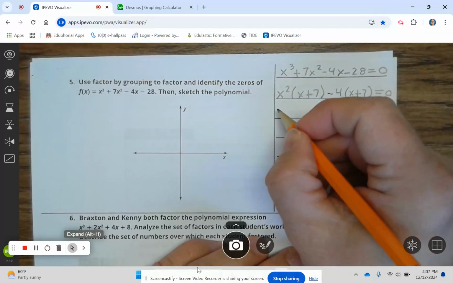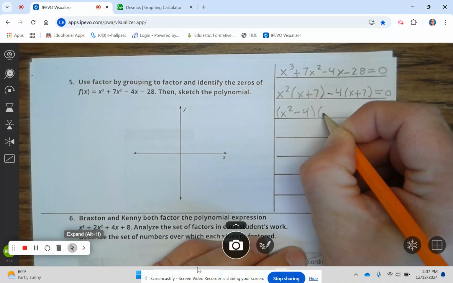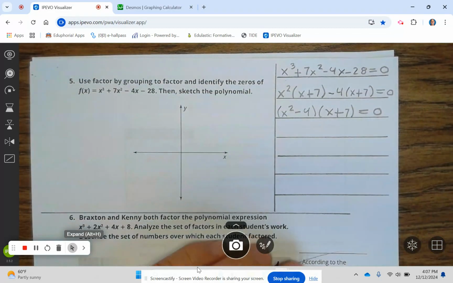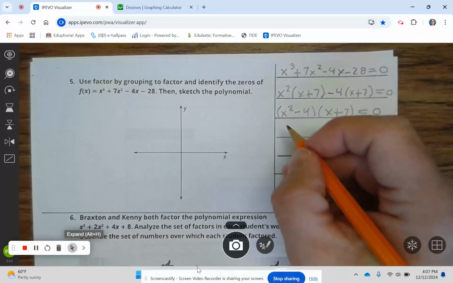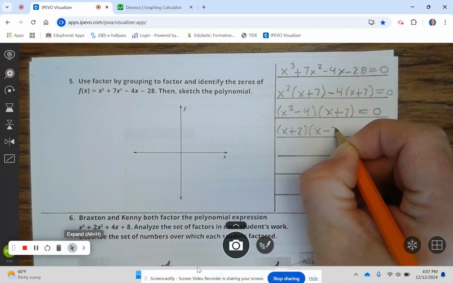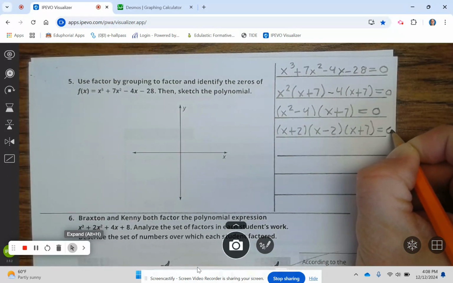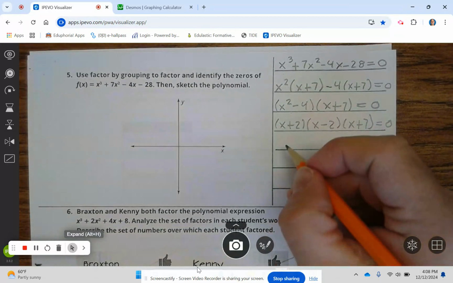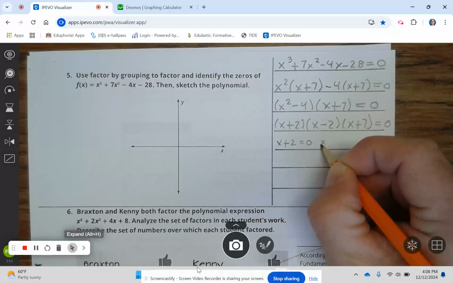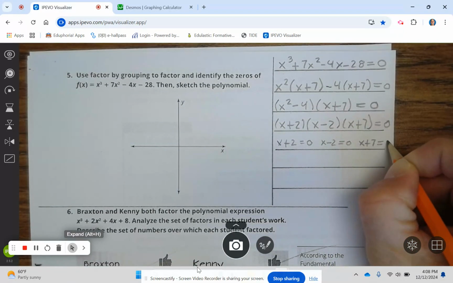Let's group these together. So then that's x squared minus 4 times x plus 7 equal to 0. Well, this is a difference of squares, so this becomes x plus 2 times x minus 2, and then times x plus 7. And that's all equal to 0. So we set x plus 2 equal to 0, x minus 2 equal to 0, and then x plus 7 equal to 0.